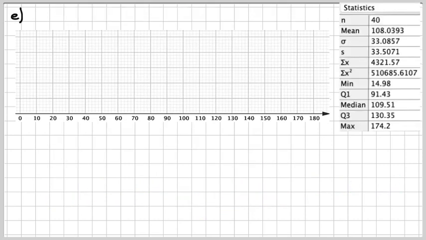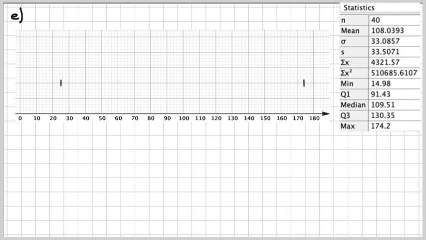Okay, we now need to draw the box and whisker plot. So to draw a box and whisker plot, we will need the min value, the max value. So let's put those on first. So using the graph paper here, the min value is at 14.98, so I can really put it at 15. And the max is going to be 174.2, so I'll put it there.